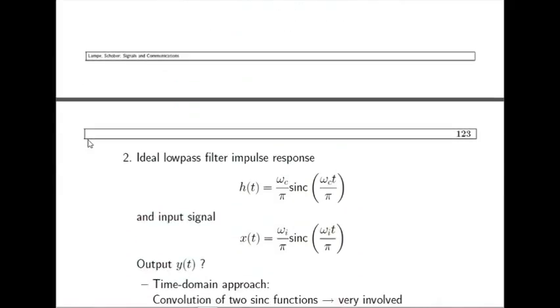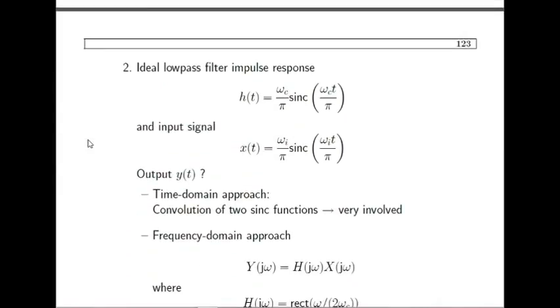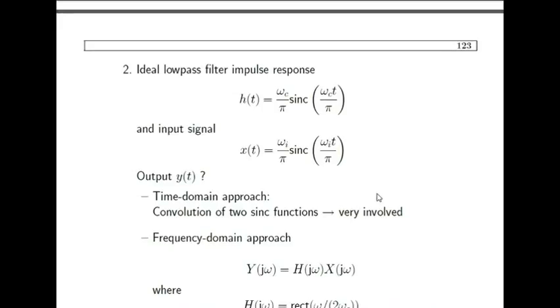The next example is an ideal low pass filter with a sinc impulse response. Here h(t) is a sinc function and x(t) is also a sinc function, represented by this term and this term respectively. Now let's see the output y(t). The time domain approach is again the convolution, which can be very difficult to solve. In this case it will be very difficult, so we will follow the frequency domain approach only.